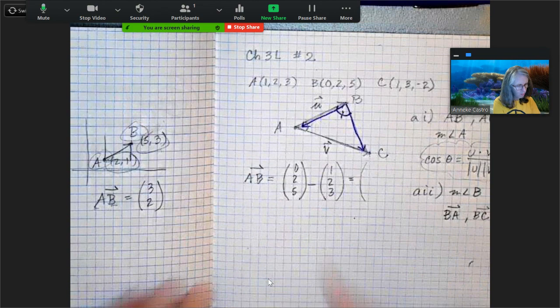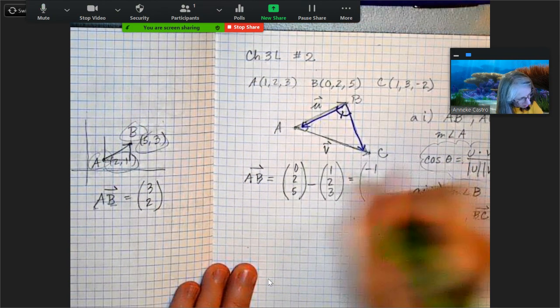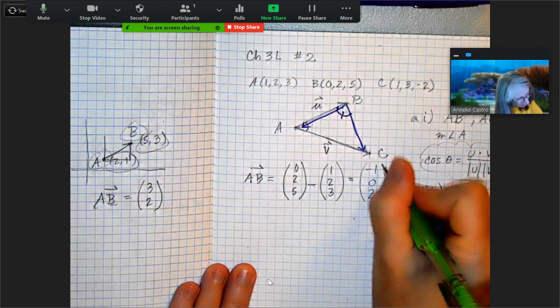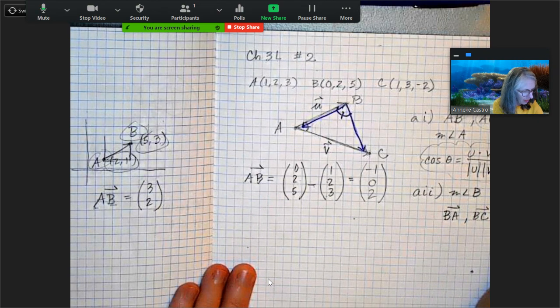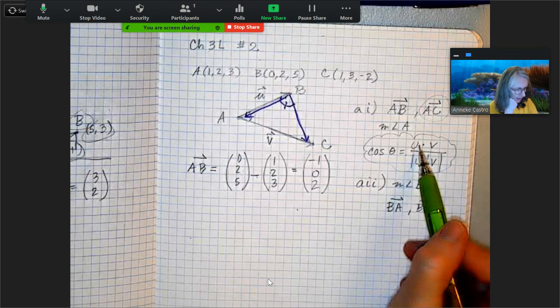All right, so now back to my vector AB. 0 minus 1 is negative 1. 2 minus 2 is 0. And 5 minus 3 is 2. Here is vector AB. You're going to do the same thing to find vector AC. Then you can use this formula. You can get the dot product of your two vectors.